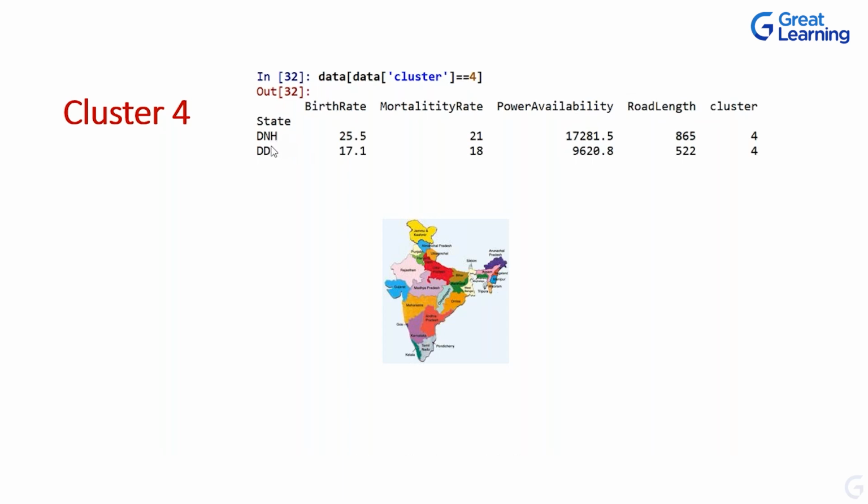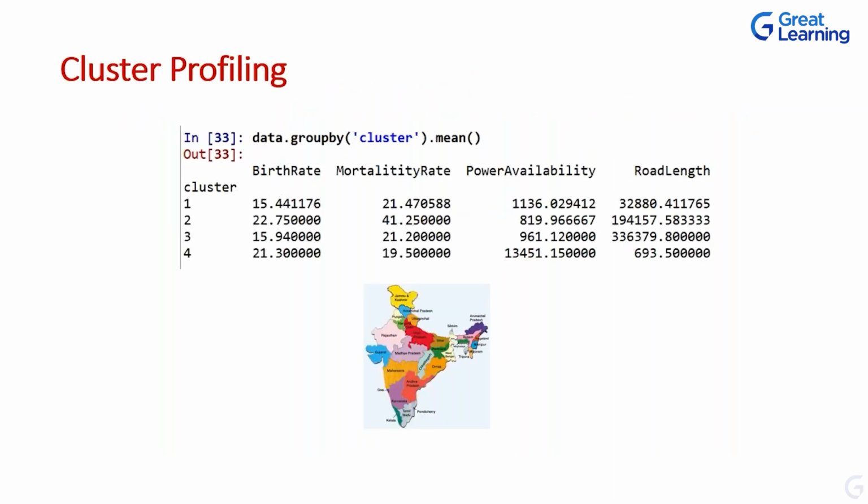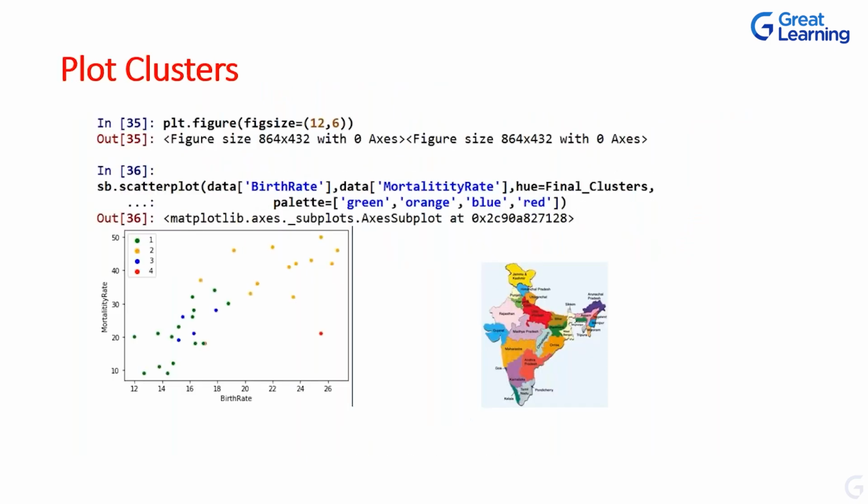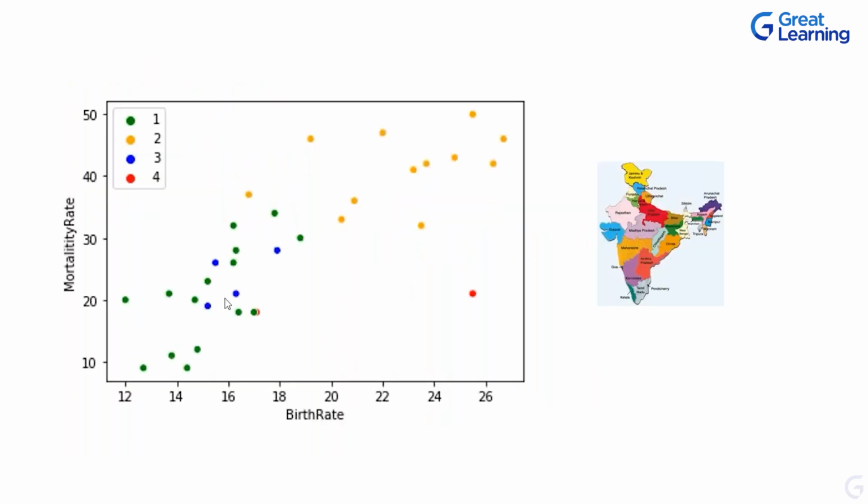Oh my God, why only these two states are forming a dedicated cluster? Now, as you had spent good amount of time, you know that these are so unique, so different from others. And that's why this is like this. This is cluster profiling. I said averaging of all the variables. And you can plot it. You can see.